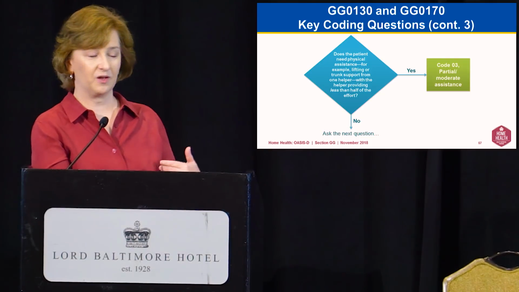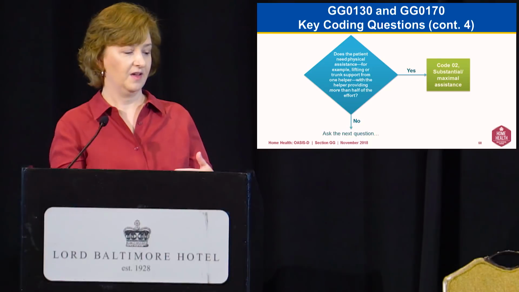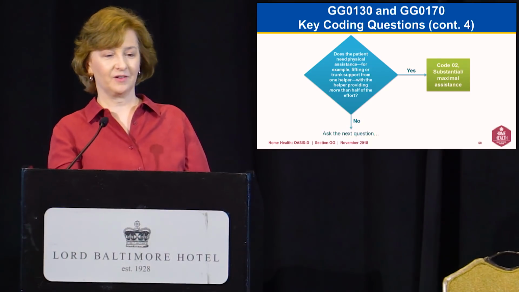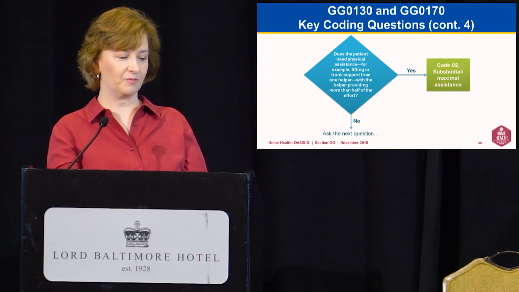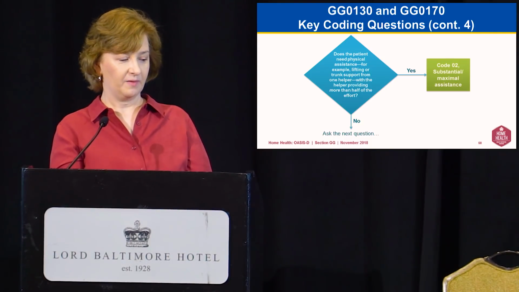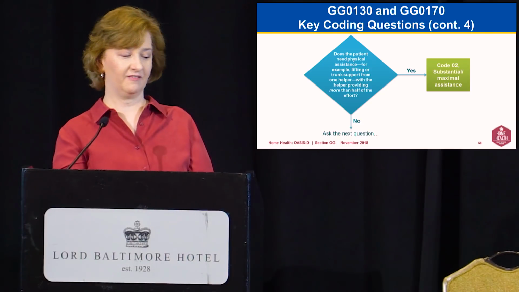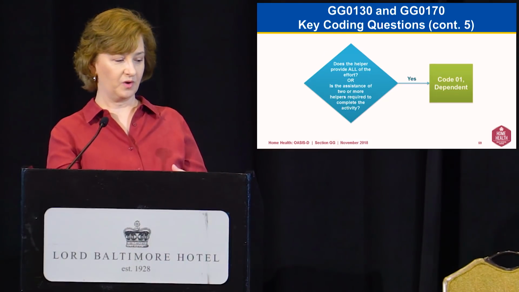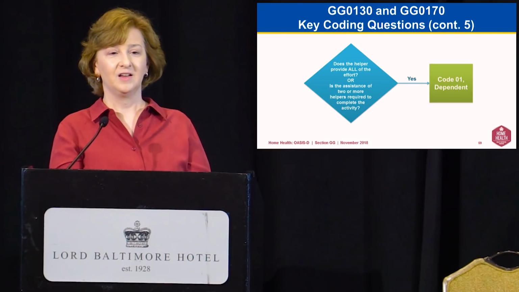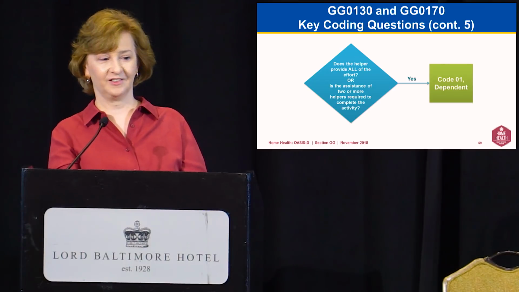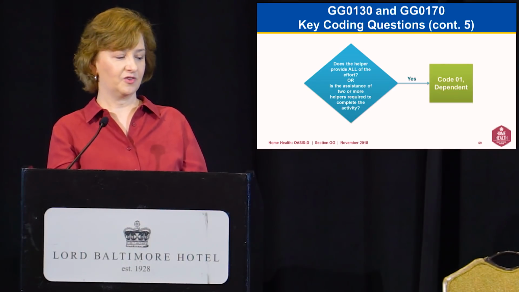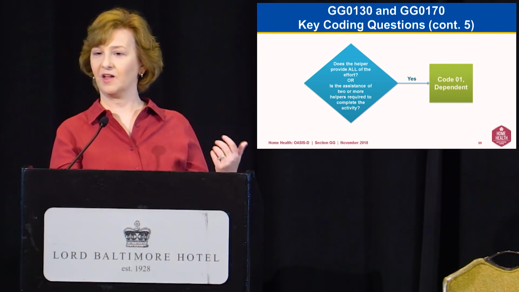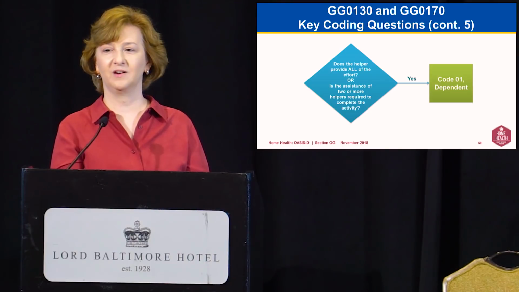If the answer is no, because the person needs even more assistance, then you would ask the next question, which is, does the patient need physical assistance, for example, lifting or trunk support, from one helper, with the helper providing more than half of the effort? In that instance, you would code 02. If the answer is no, you would ask the last question, which is, does the helper provide all of the effort, or is the assistance of 2 or more helpers required to complete the activity? If either one of the answers there is yes, you would code 01.